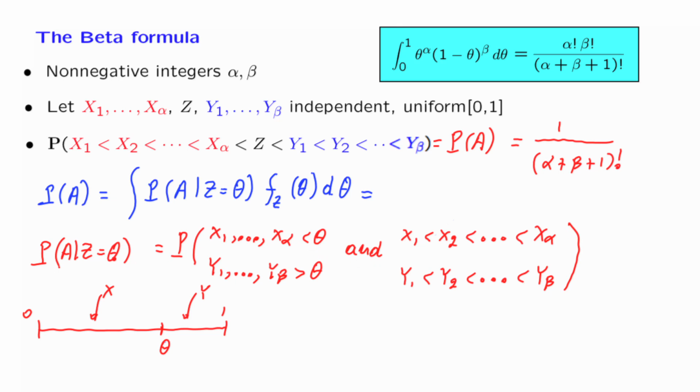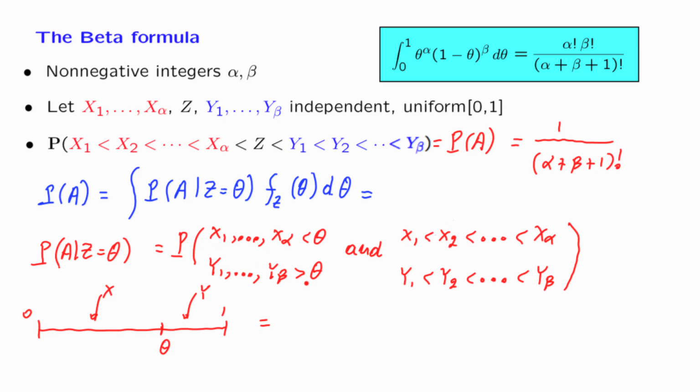Clearly, if I give you the value of theta, so that z is equal to theta, for this event to happen, we must have all these events here happen as well. So now let us try to calculate the probability of this event. We're going to use the multiplication rule. First, take the probability of this event, and then the conditional probability of that event.